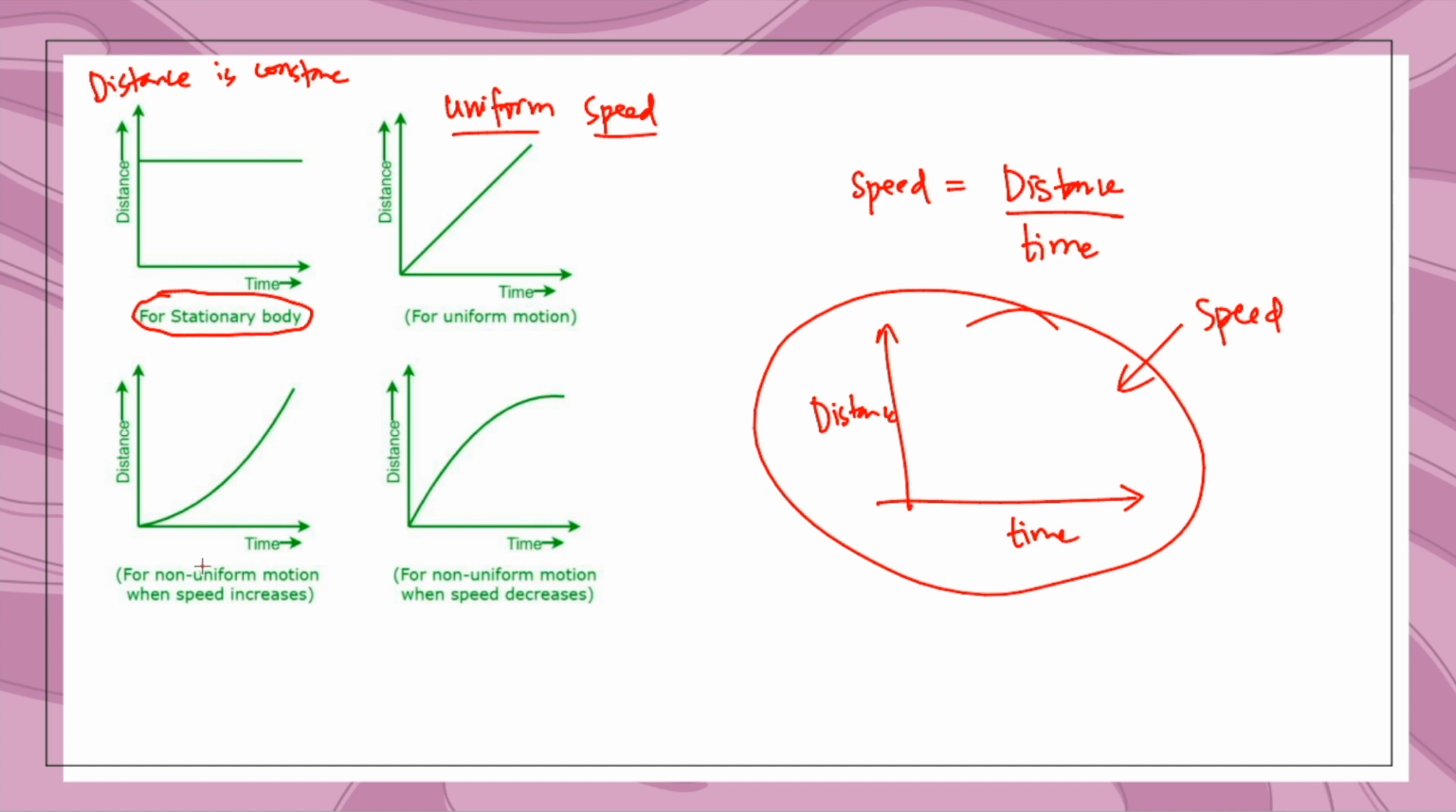Now over here, if the graph does not go in a straight line but in the form of a curve, then it is again non-uniform speed. When the speed is increasing, the graph is going in the up direction. Whereas if the graph is a curve going in the down direction, that tells us the speed is decreasing, and it's a non-uniform speed or non-uniform motion. Alright, so these are 4 standard curves which you have to understand.